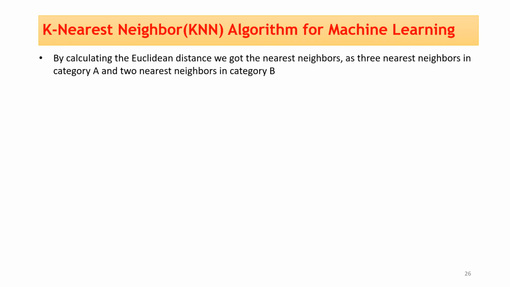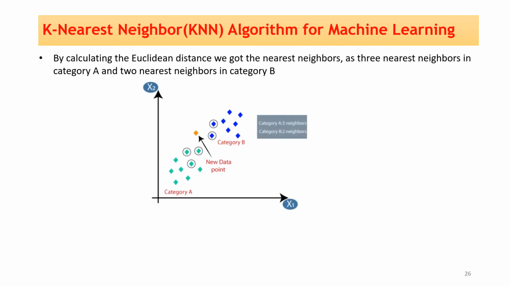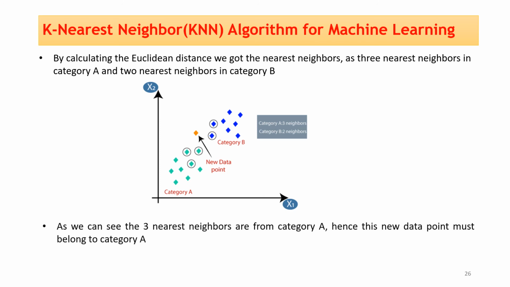By calculating the Euclidean distance, we got the nearest neighbors: three nearest neighbors in category A and two nearest neighbors in category B. If we see the image, there are three nearest neighbors in category A, while two nearest neighbors in category B. As we can see, three nearest neighbors are from category A, hence this new data point must belong to category A.